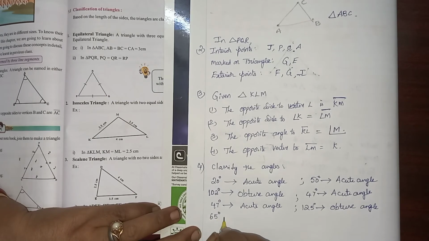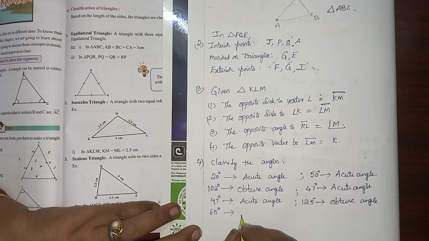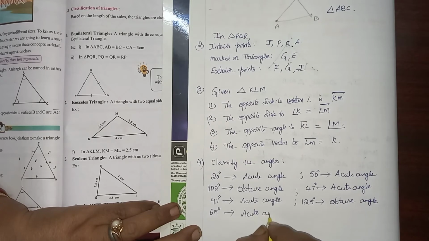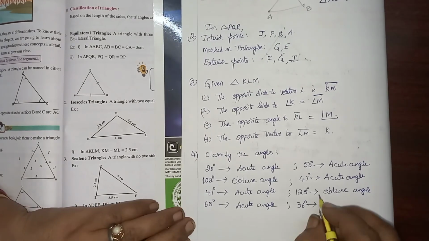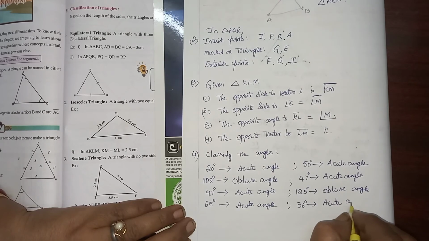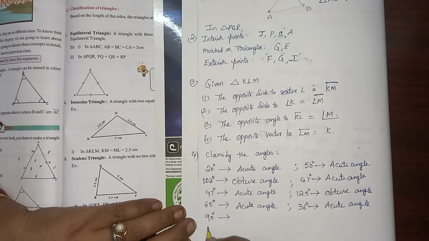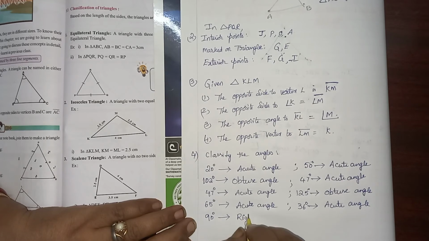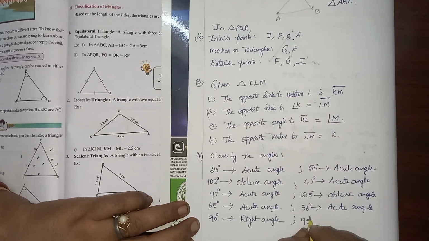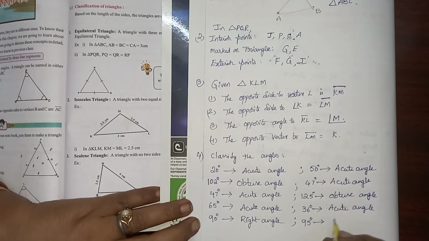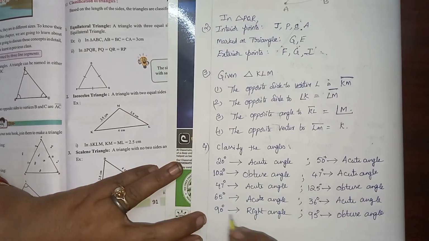65 degrees is less than 90 and more than 0 degrees, so it is an acute angle. 36 degrees is also less than 90, an acute angle. 90 degrees: exactly 90 degrees is called a right angle. 95 degrees is more than 90 and less than 180, so it is an obtuse angle.